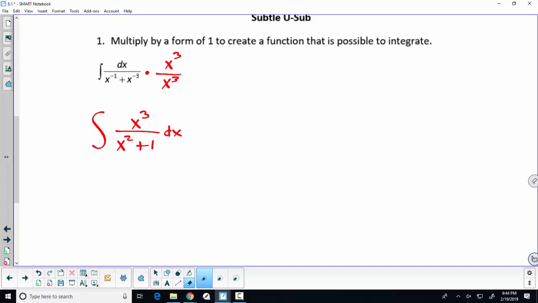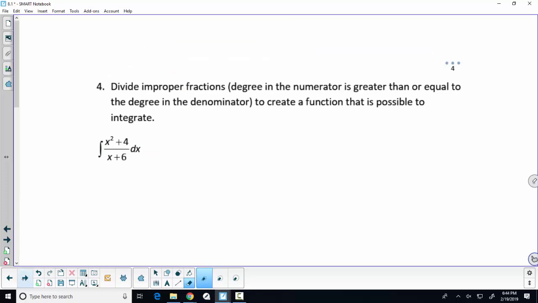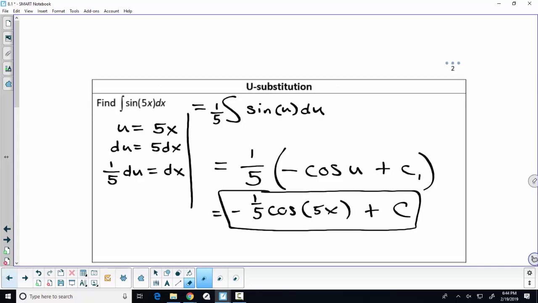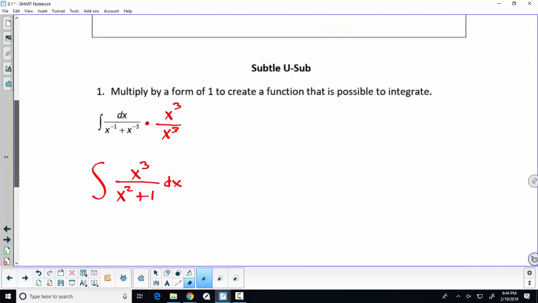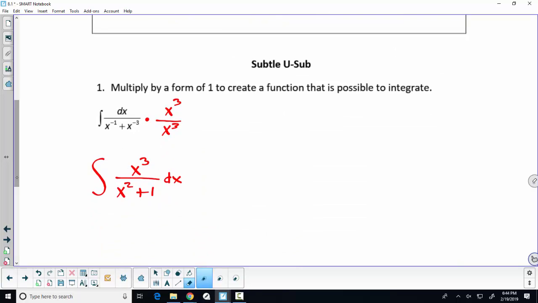Well, maybe at this point we don't recognize that, but refer back to example 4. If the degree of the numerator is greater than or equal to the degree of the denominator, then it's an improper fraction and we have to divide. So that's exactly what we're looking at. X cubed over x squared, it's improper.